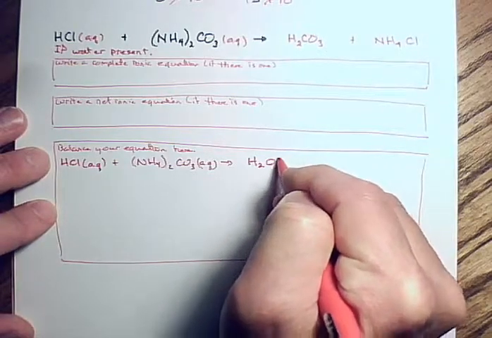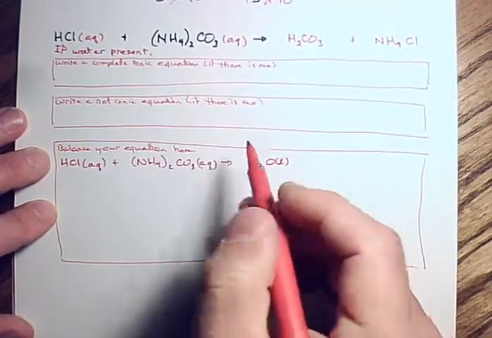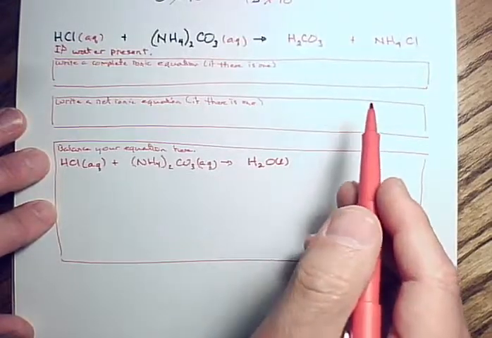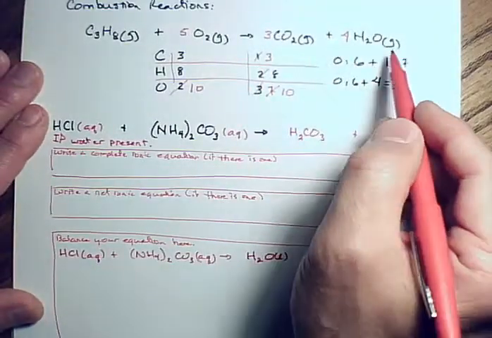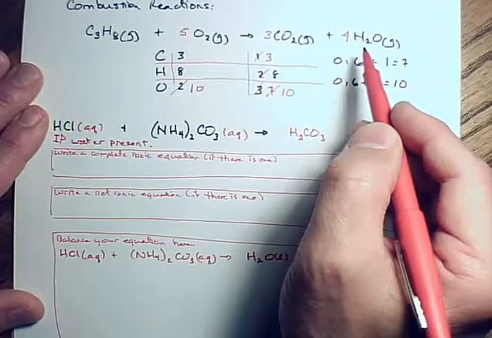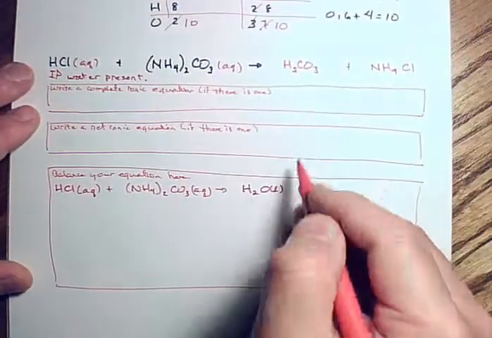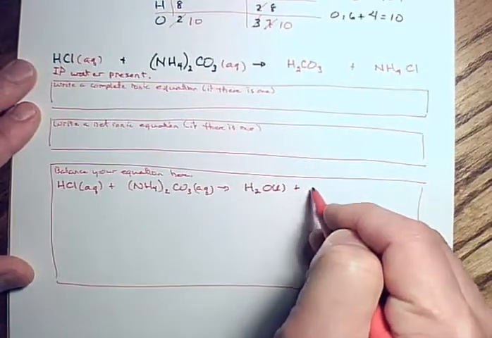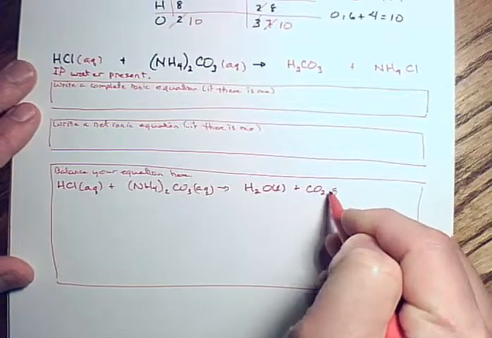And water is going to be a liquid. Water is a gas if there's lots of heat, but there's nothing here that would tell you there's heat. In the previous equation with combustion, this is a gas because combustion always creates heat. Okay? And so we've got water down here, and we've got CO2, and CO2 is always a gas.